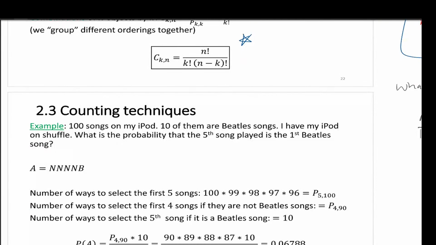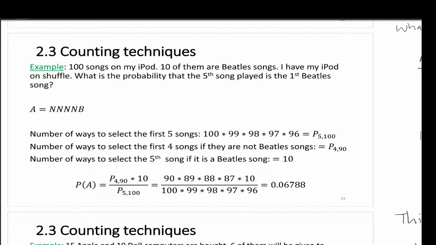Okay, let's see. Example, let's say my iPod. Man, this is old. 100 songs on my iPod. 10 of them are Beatles songs. I have my iPod on shuffle. What is the probability that the fifth song played is the first Beatles song? Or not the first Beatles song, but the first song that's played that's actually a Beatles song. Not that I have an ordering of my Beatles songs, but that the first Beatles song that I hear is the fifth song played. So let me just reword that.